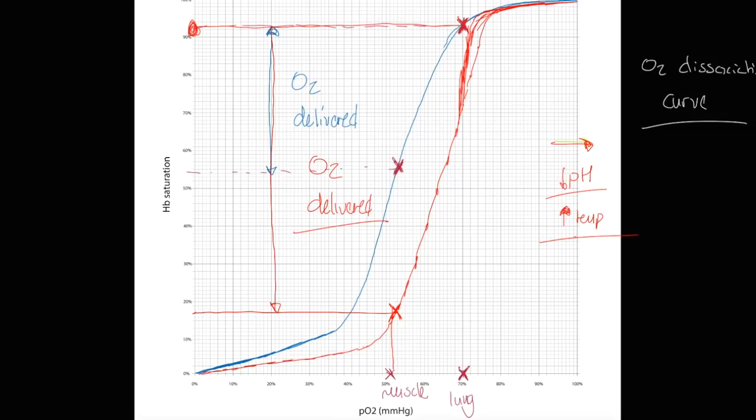And we call this, folks, we call this the Bohr shift. And there is a reverse effect called the Haldane effect, but we're going to focus on the Bohr shift within this particular tutorial. And of course, what we're thinking there is that because pH levels have fallen, because temperature has increased, as a result of those things, we have greater quantities of oxygen delivered.